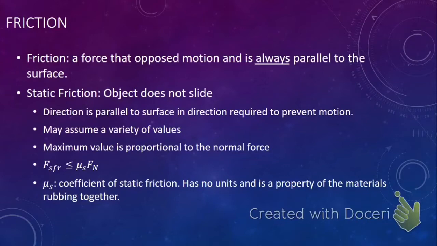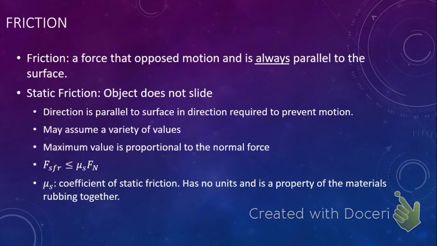Static friction can be any number of values because static friction is only going to work as hard as it needs to work in order to keep an object in place. So if I only put 1 Newton of force on an object, static friction only needs to put 1 Newton of force to fight me.